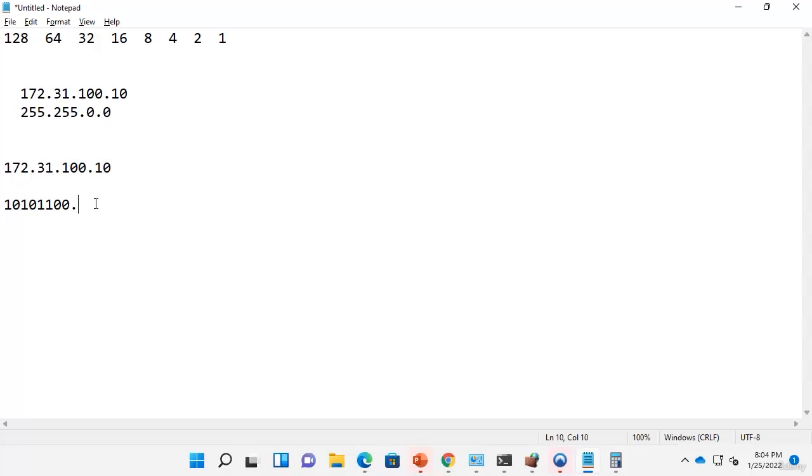Okay, so now we need 31. Well, we know we can't count the 128, the 64, or the 32 bits because that would already be too much. And here's a little trick. Anytime your number is right under one of these, it's going to mean it's zeros up to that point and then just ones the rest of the way. Now, you can certainly test it, but 16 plus 8 plus 4 plus 2 plus 1 is going to be 31. All right. So so far, this is my IP address, 172.31.